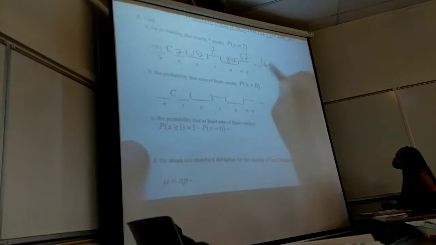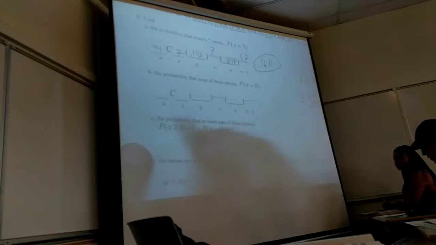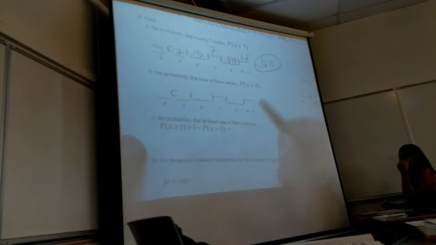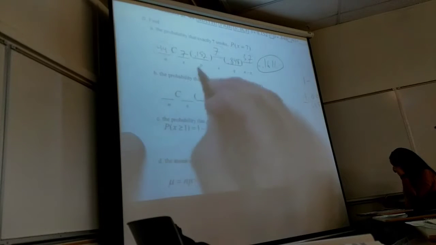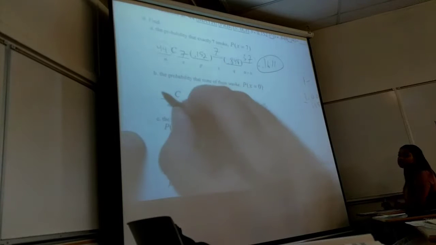So we get 0.1611. So far, so good? Is that all right? Of course, this is the one that freaked everybody out. I did this on purpose because you got to understand what that means when you get that out of your calculator. So this again will be 44.